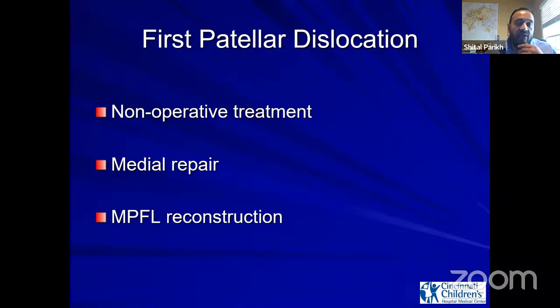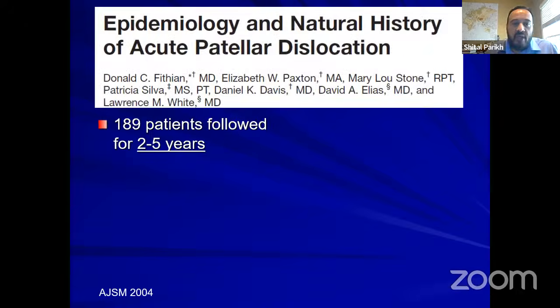So when you have someone with the first patellar dislocation, you have three choices. You can treat them non-operatively, you can do a medial-sided repair, or you can do MPFL reconstruction and address other factors if needed along with that surgery. So let us just look at the natural history. What if you don't do anything? What is going to happen?